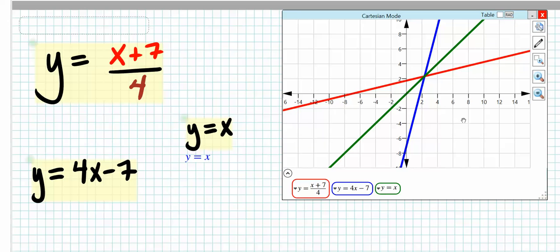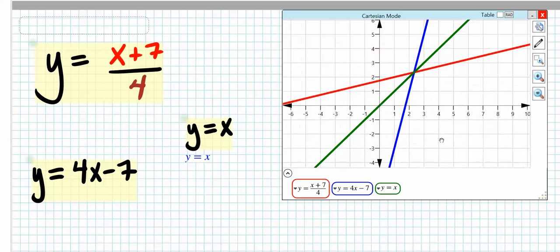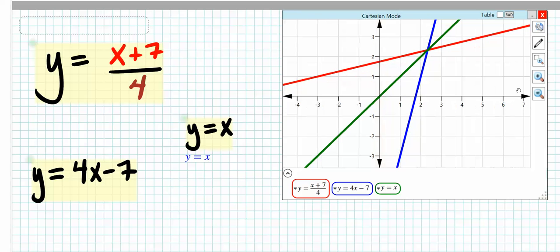So if I took a point on the red graph, can you guys find a really easy point on the red graph that I could use? On the red graph, 1 comma 2, right? 1 comma 2. So this is the point 1 comma 2. So if I switch the x and y coordinates, what would I get?